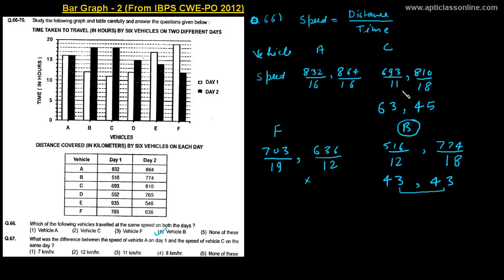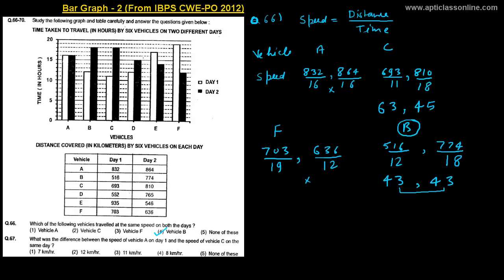Here also we can eliminate it in the same manner, because here it is 11 twos are 22, so it is almost 70% more, but the numerator is not 70% more, so that is also eliminated. This one is eliminated because the denominator is the same but the numerator is not, so A, C and F are eliminated, and by checking B only we can calculate that the speeds for both days are the same. So this is the answer.